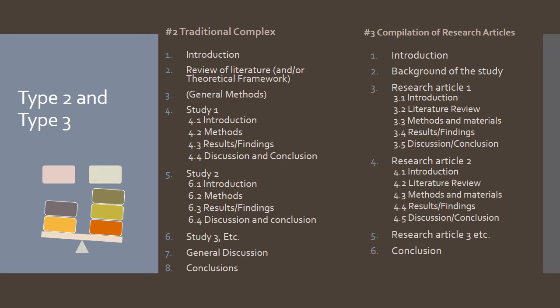Now, type 3, a compilation of research articles, is probably influenced by the growing number of academic departments now, like economics and electrical, computer science, engineering, the biological sciences, that require students to have published articles already by the time they begin the dissertation stage. So this type, the compilation, is actually a collection of those published or still to be published articles. As a result, the chapters are more independent of each other.